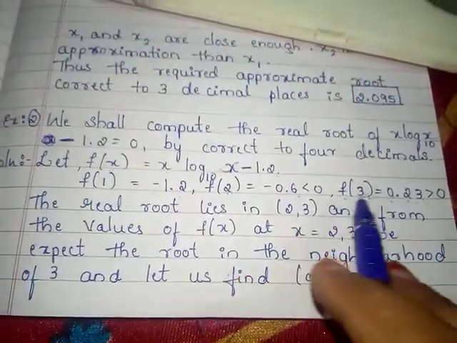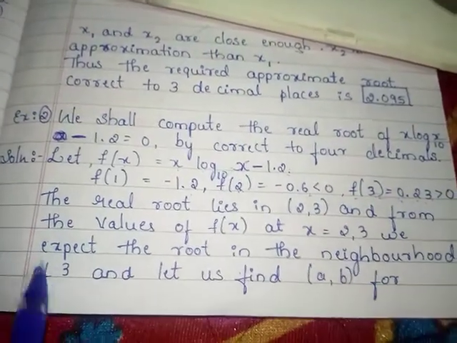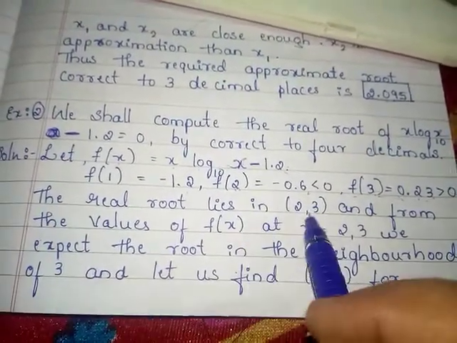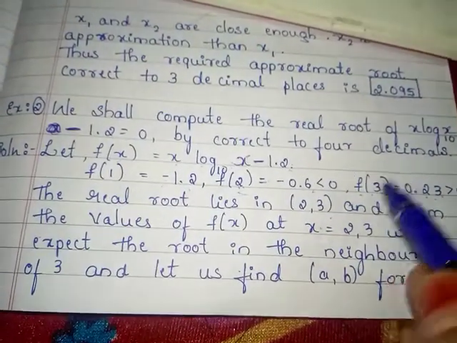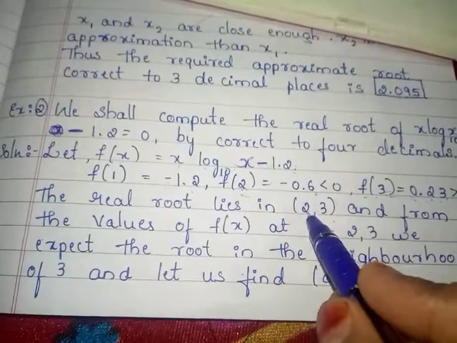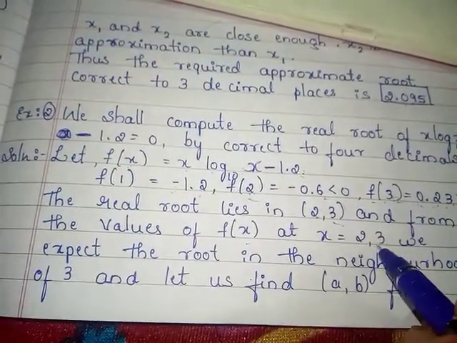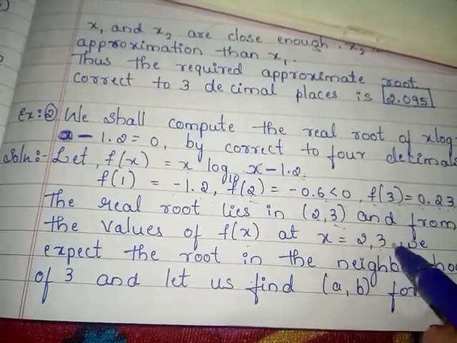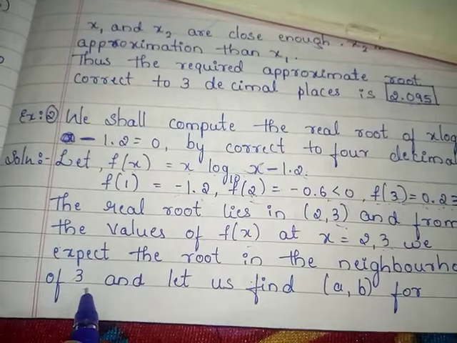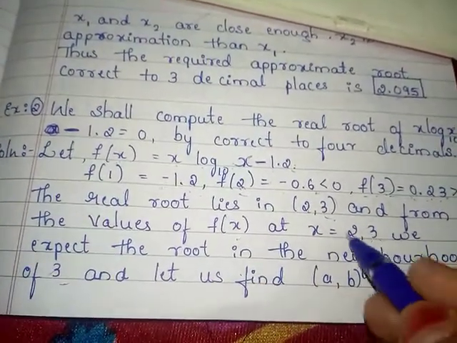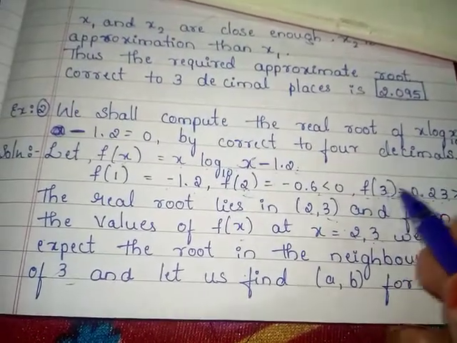Next, see which value is nearer to 0 on the number line. The real root lies in 2, 3 because our a value is 2, b value is 3. Therefore, our real root lies in between 2 and 3. And from the values of f of x at x is equal to 2 and 3, we accept the root in the neighborhood of 3. Why? Our real root actually lies between 2 and 3, and also f of 3 is equal to 0.23.